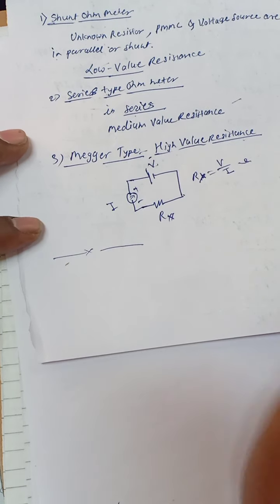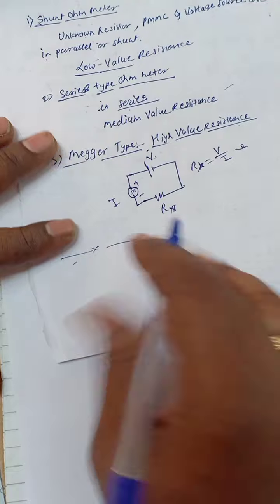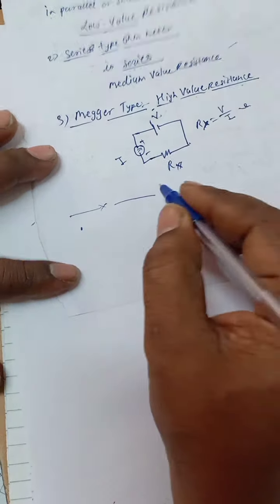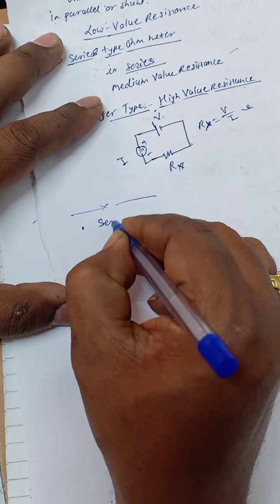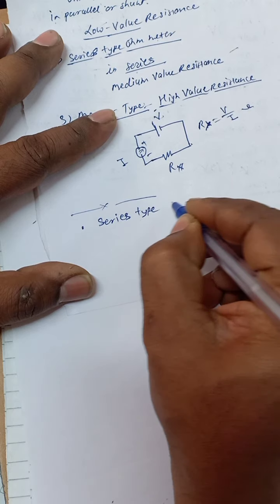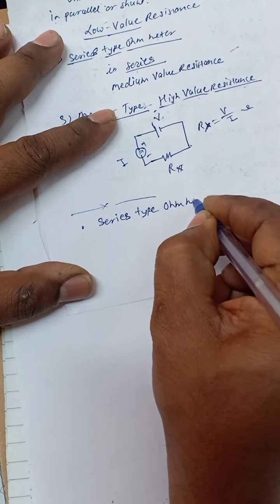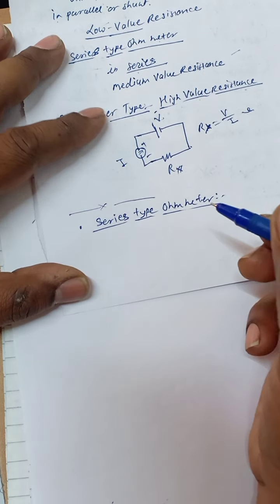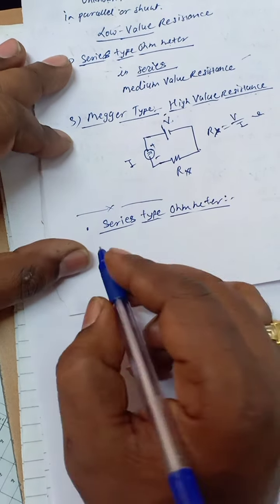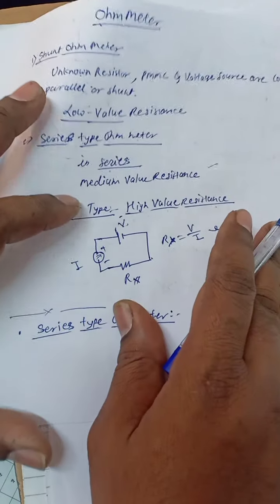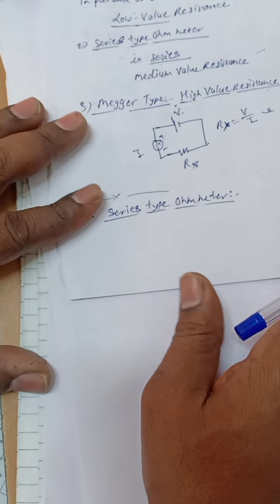Or let us continue. Let us continue with the series type ohm meter. In this series type ohm meter, the unknown resistor, PMMC and the voltage source are connected in series. Let's see the diagram, then we will start.